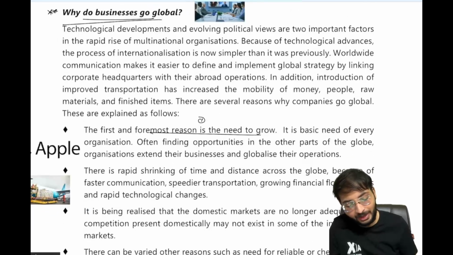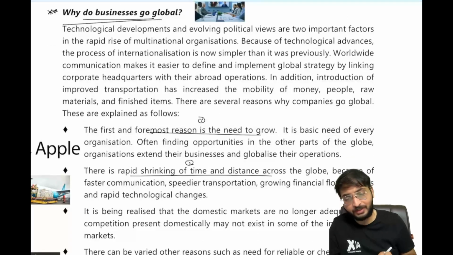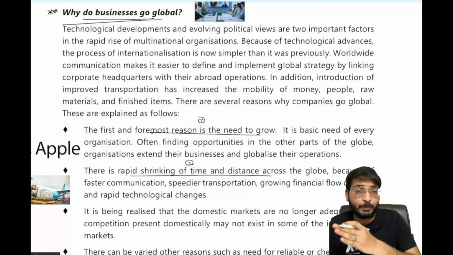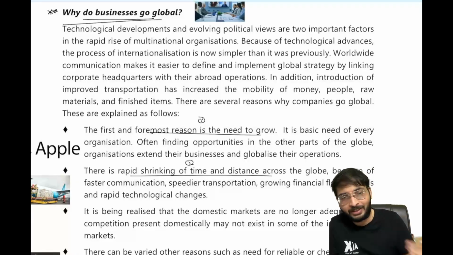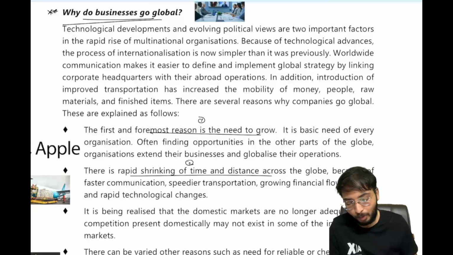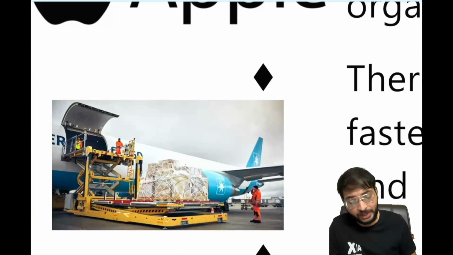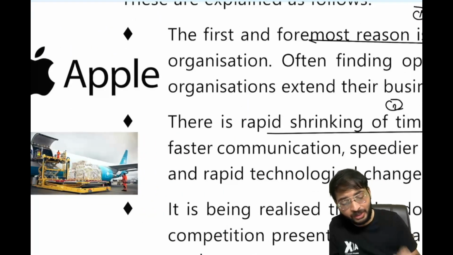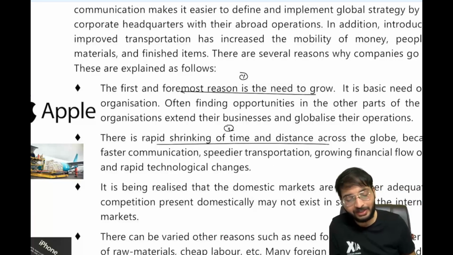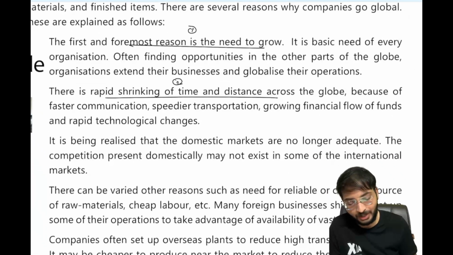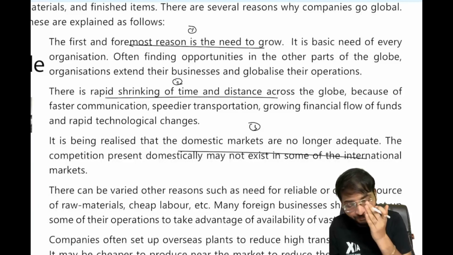Second one, there is a rapid shrinkage of time and distance. If you see earlier days what they used to do, ships and all the seaways, they used to import the items. But what happened, the air cargo they have introduced, there is a reduction in the time from one country to another country, right? So that is rapid shrinkage of time and distance. Number three, the domestic markets are no longer adequate. It is not sufficient because there is a lot of competition domestically.